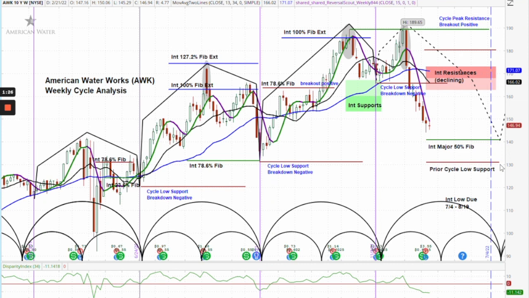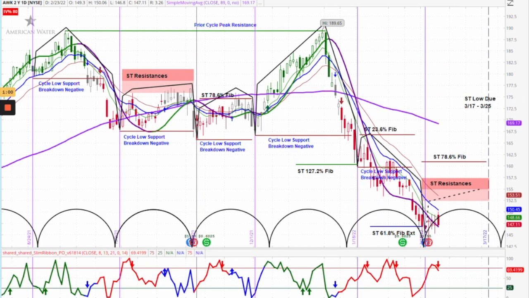Momentum on askSlim weekly charts is represented with the reversal scout. That's this green and purple ribbon you see running through the chart. Notice how it turned negative here where the cycle peak formed and is still negative with a steep downward slope. We're targeting this major 50% fib level at about $140, and if it gets below that, there's another level down here at $131. Let us take a quick glance at the daily chart.